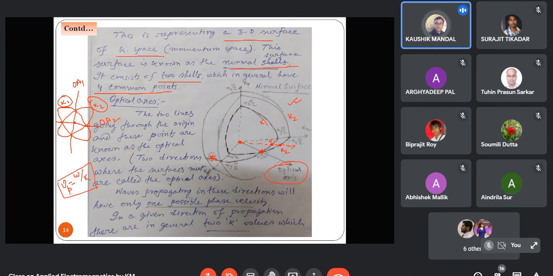That is mentioned in this particular point. If the wave is propagating in this particular direction, that means along the optical axis, it will face only one possible phase velocity. In any other direction other than the optical axis, it has two possible k values for two different shells.